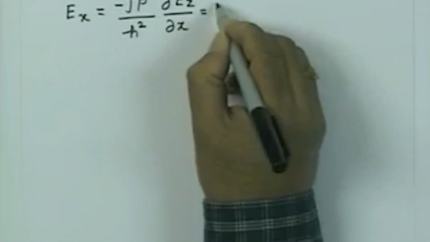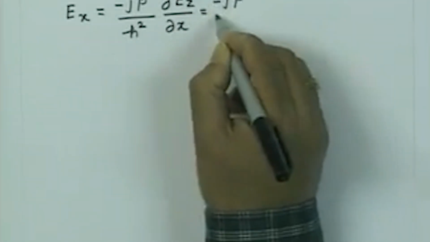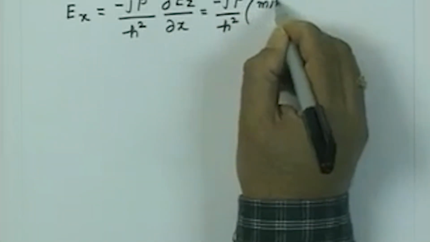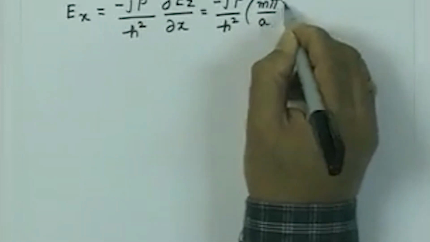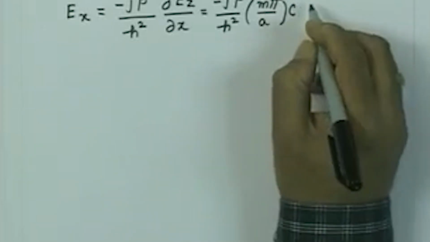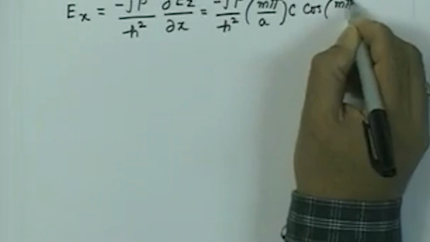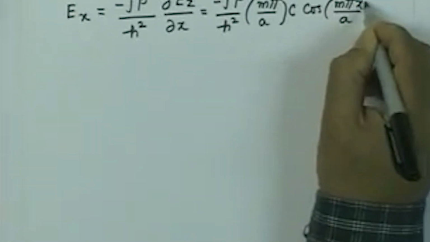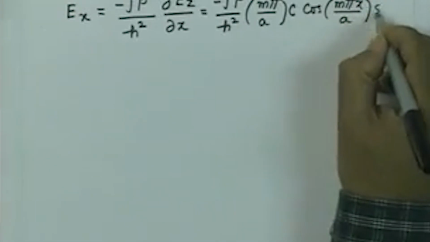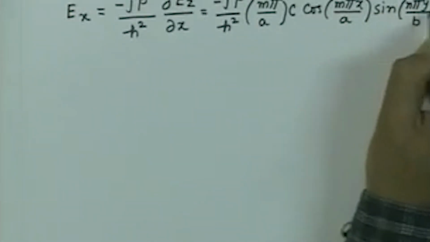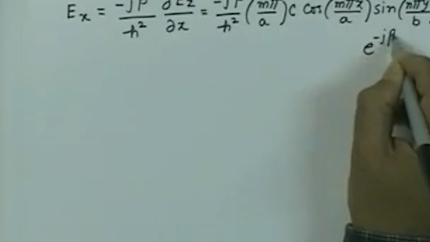So, that will be equal to minus j beta upon h square, m pi by a, into that arbitrary constant c, cos m pi x by a, sin n pi y by b, and multiplied by e to the power minus j beta z.